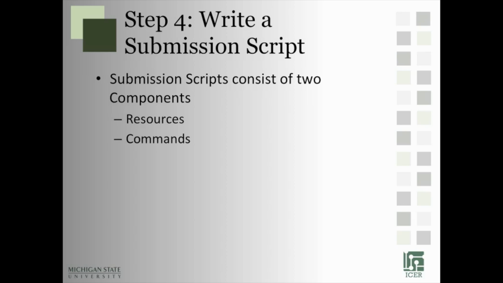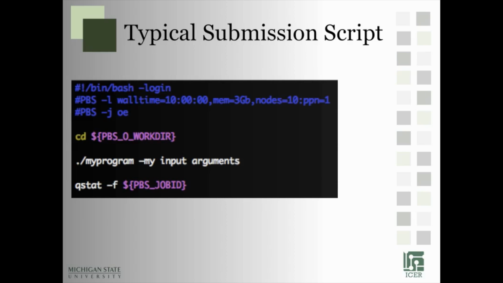Once you know what you want to do, you need to write a submission script that will tell the computing system what resources you need and what commands to run. A typical submission script looks like this. The top block, the first line, will tell you what shell you're going to run. Almost always ours will say bash.